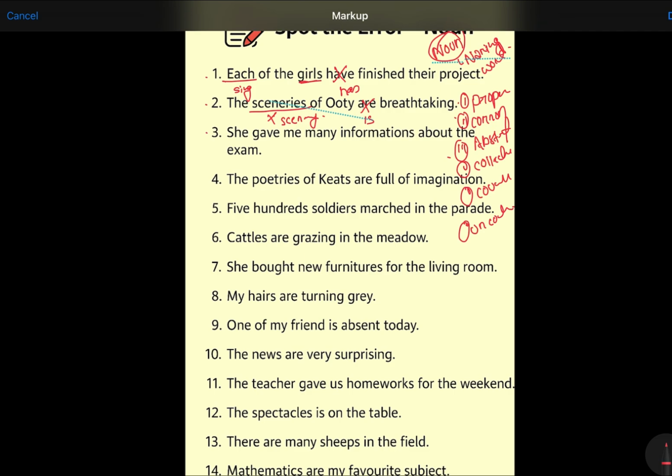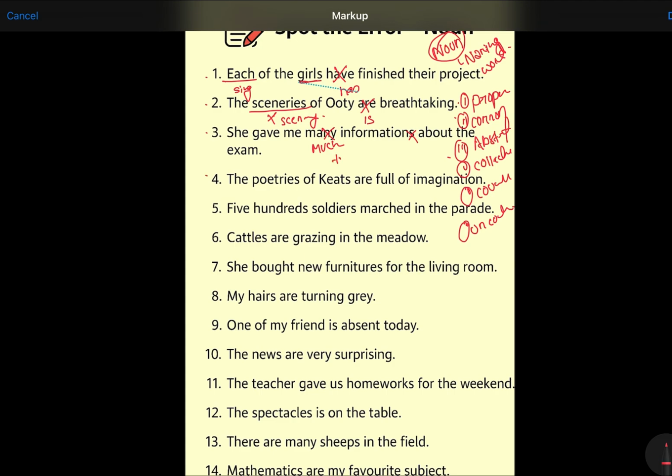Let us see the third statement. It says: she gave me many informations about the exam. So you can also spot it, right? ये तो अपने आप में ही बोल रहे हैं कि गलत है. So informations नहीं होता है because information is an uncountable noun, so it cannot be plural. So it will be: she gave me much information about the exam, not many, because it can't be counted.